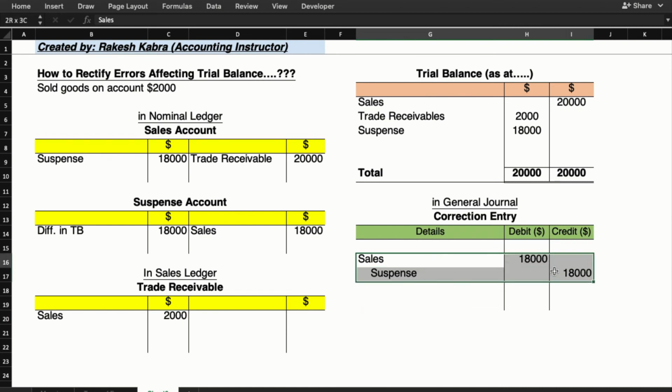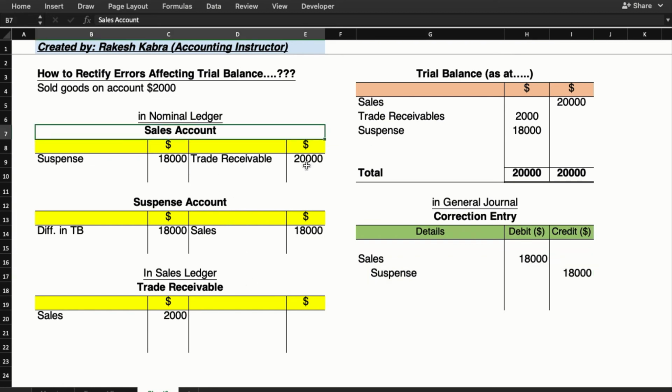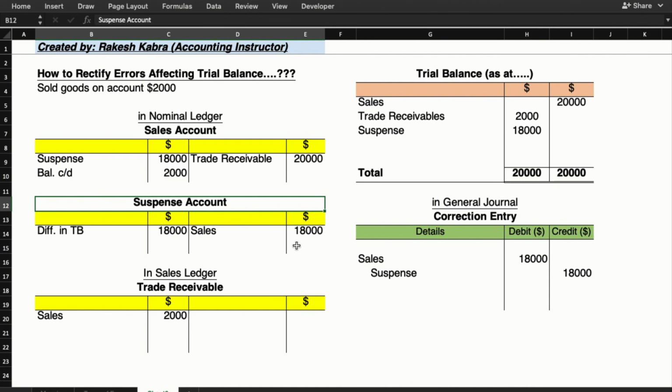Now let's see, after passing this correction entry, what is the impact on the ledger accounts. Now we can see that the sales account started showing the correct balance: credit balance $2,000, that is 20,000 minus 18,000. Now the sales account will start showing the correct credit balance, and that is $2,000. And the suspense account is now cancelled. There is no more balance in the suspense account. So this is how we will rectify the error affecting the trial balance.